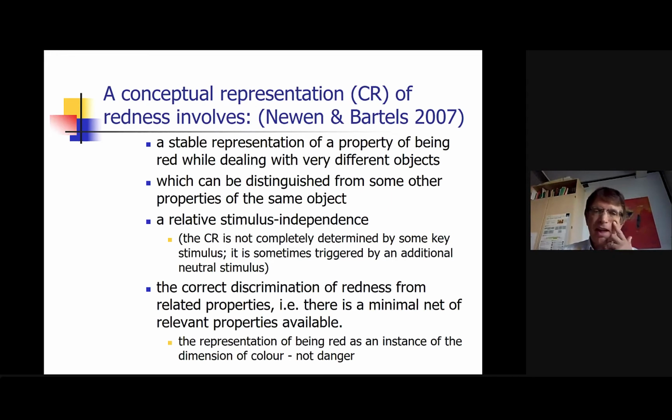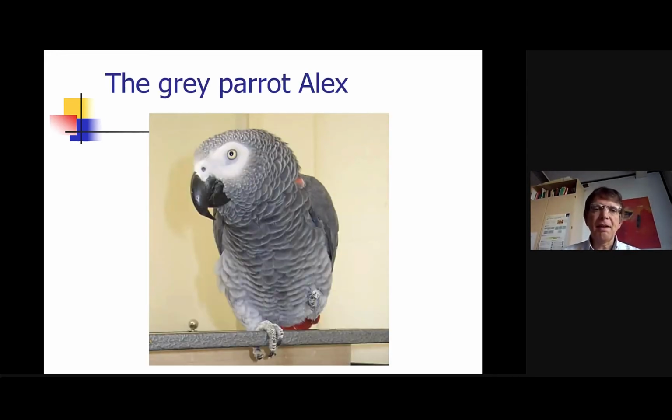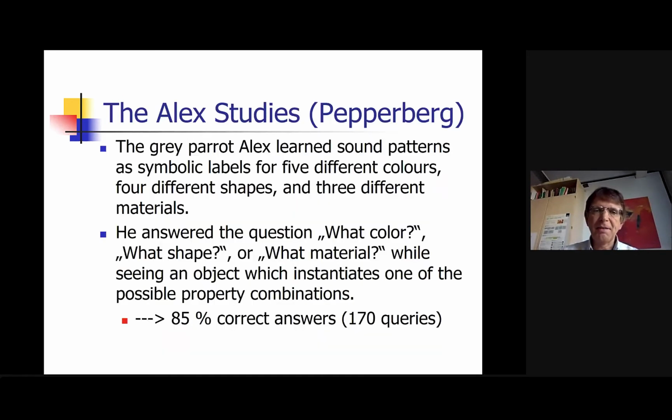So these four conditions are nicely implemented in the gray parrot Alex. Irene Pepperberg has shown that Alex learned sound patterns as symbolic labels for 5 different colors, 4 different shapes, and 3 different materials. He could answer the question, what color? Looking at one object, maybe the red wooden square, he answered: red. What shape? Square. And he could do that looking at objects which were not used in the training phase, giving 85% correct answers out of 170 queries.